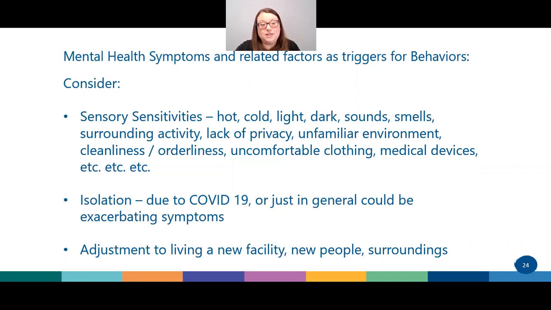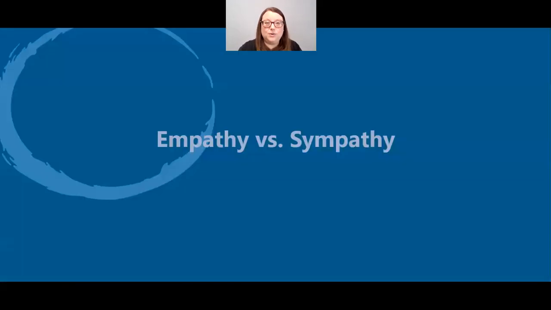And if it's a newer resident, remember that they may be having an adjustment period to suddenly living in a new facility, to suddenly being around new people, and to suddenly having new surroundings. Maybe they've never had a roommate before. Maybe they're not used to the layout of the facility yet. All of these things could perhaps be contributing factors when it comes to behaviors. And a lot of them are related to mental health symptoms or perhaps medications. So for all these reasons, we really want to have empathy for our residents.